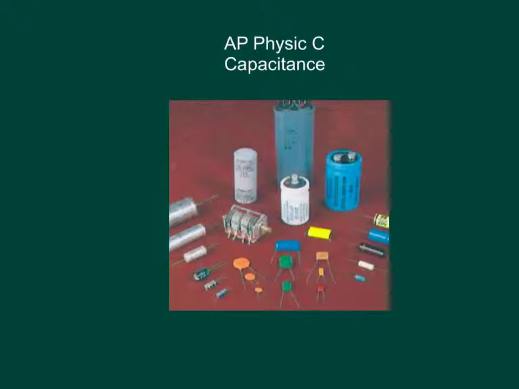So how do we define capacitance? In physics, we define capacitance as the ratio between electrical charge and electrical potential. The unit for capacitance would be coulomb over volts, or farad.